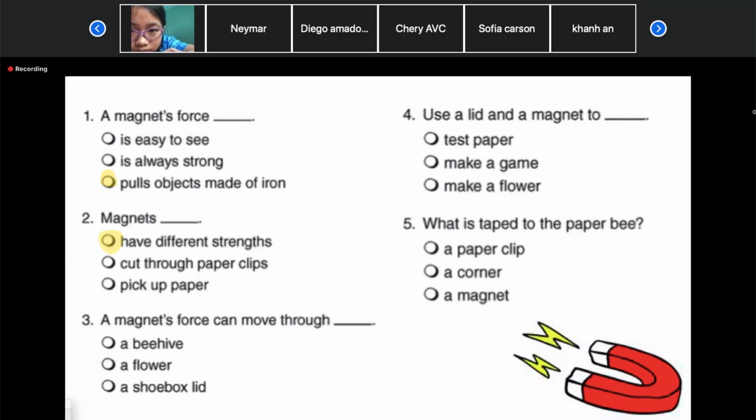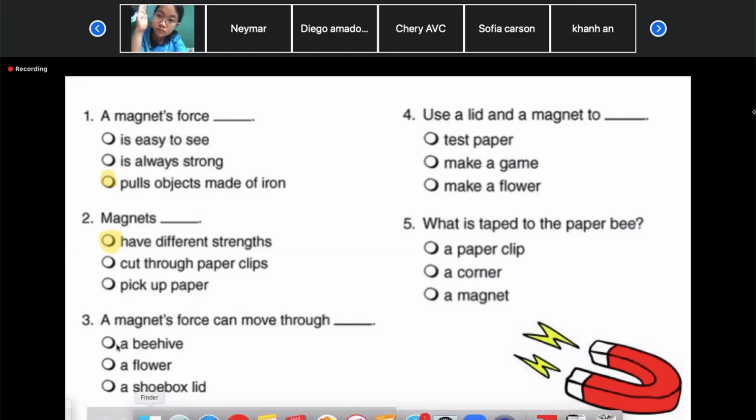A magnet's force can move through what? What is a magnet's force? What can a magnet's force move through? Let's go back and check.